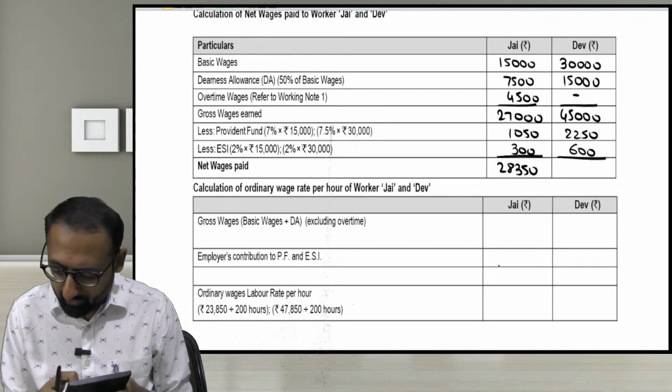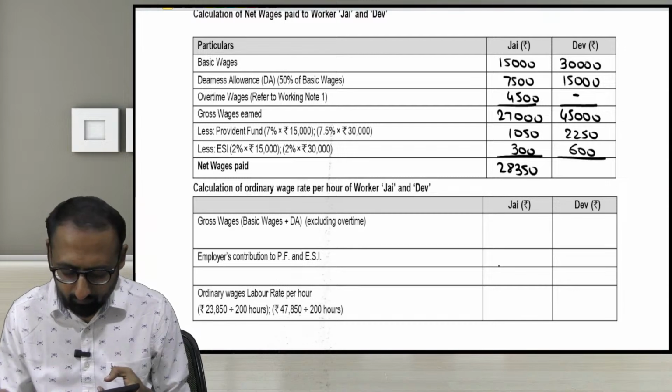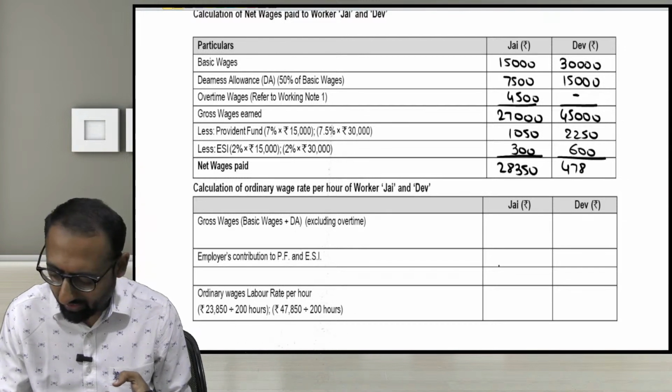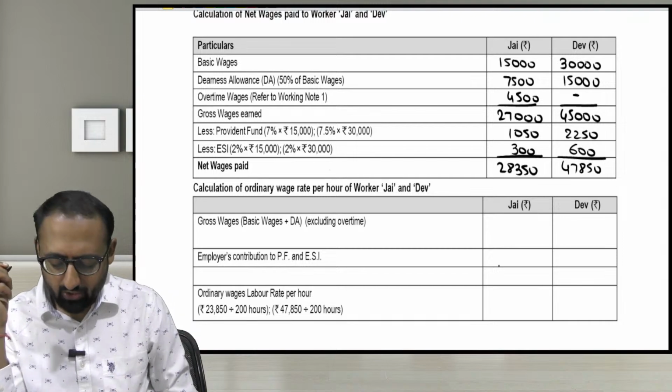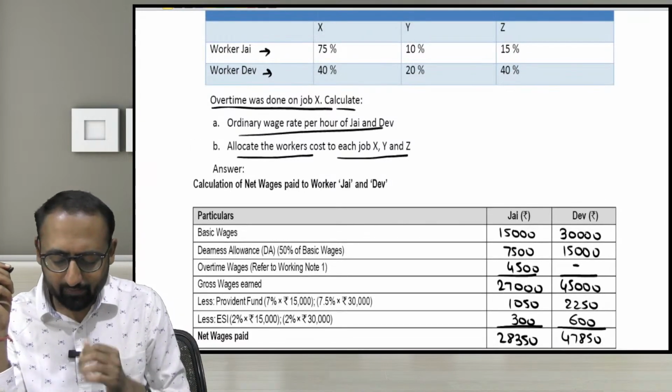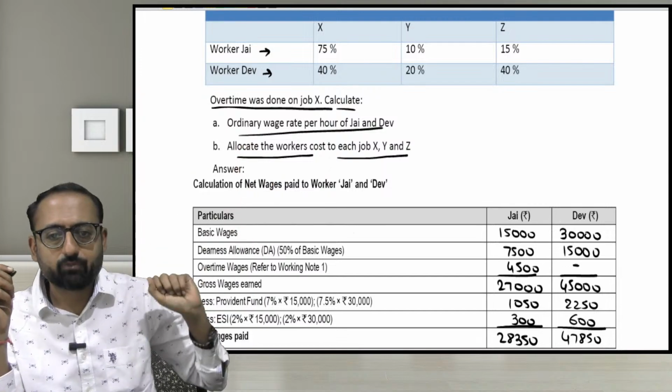Guys, 45,000 plus 2250 plus 600. It will be 47,850. So this is your total wages paid. Now let's see what is your next question.